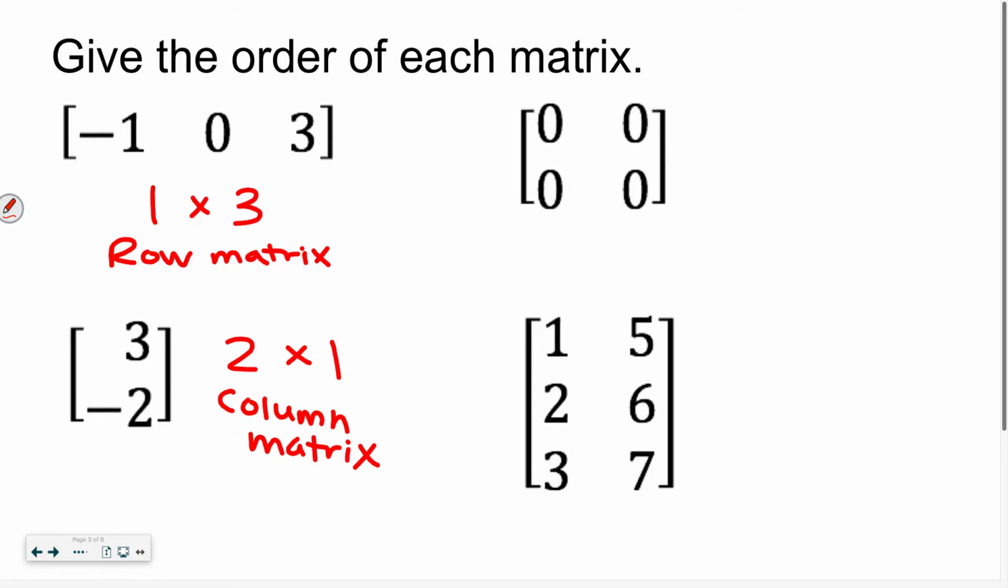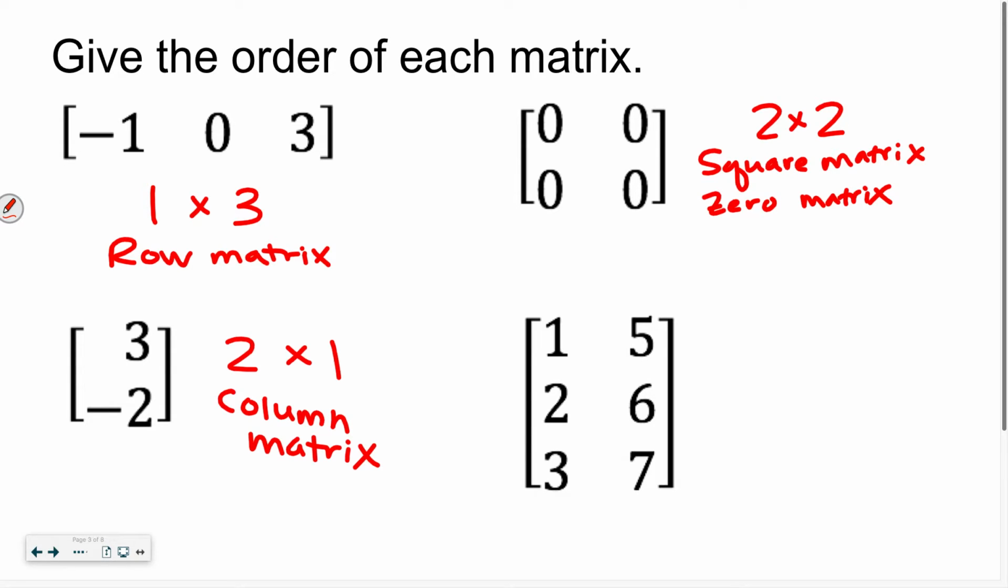Okay, what is the order for this one in the top right? 2 by 2. I have 2 rows and 2 columns. What kind of special rectangle is that? Square. So this is also called a square matrix. And another interesting thing about this matrix, interesting but boring at the same time to me, is the fact that all the entries are 0. So not only can it be called a square matrix, but any matrix where the entries are all 0 can also be referred to as a 0 matrix. I find that one pretty boring because then it doesn't mean anything.